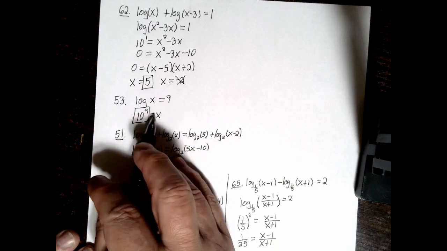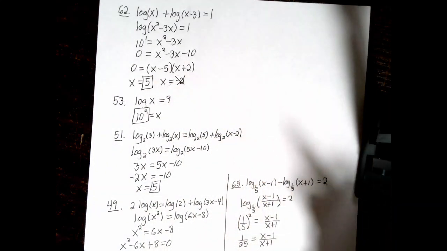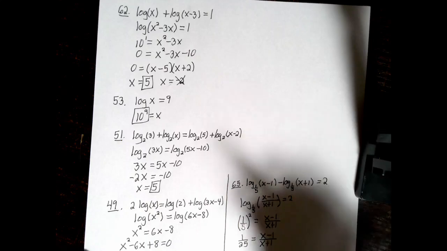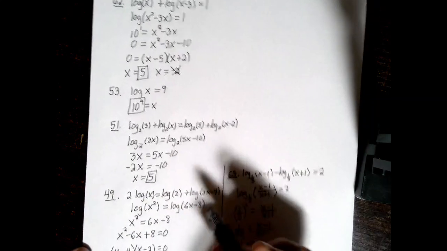Okay, now this one, you just use rule 1. 10 to the 9 equals x, so 10 to the 9th, which I think is 1 billion, possibly. You think it's 1 billion or 1 trillion.